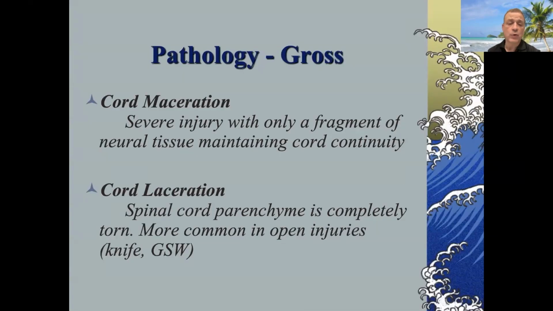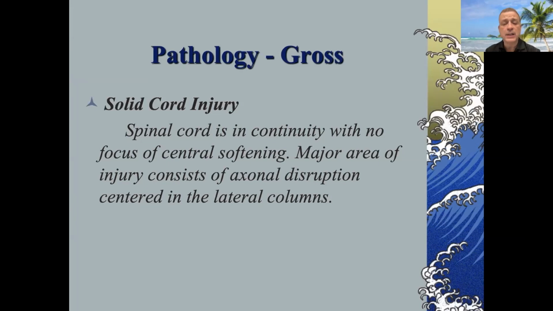You can also see cord maceration in more severe injuries, or cord laceration, for example, in a knife or gunshot wound. And in some of the more minor injuries, like we'll be talking about with the central cord injury, you'll just see some central softening with axonal disruption, but not necessarily anything more than that.